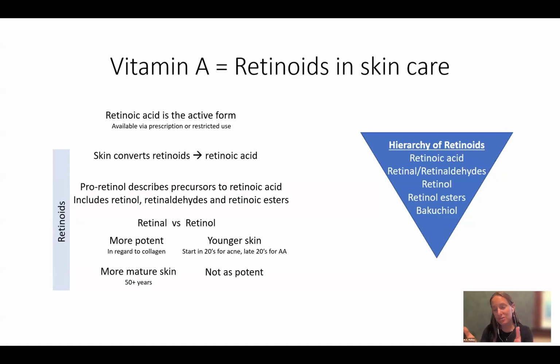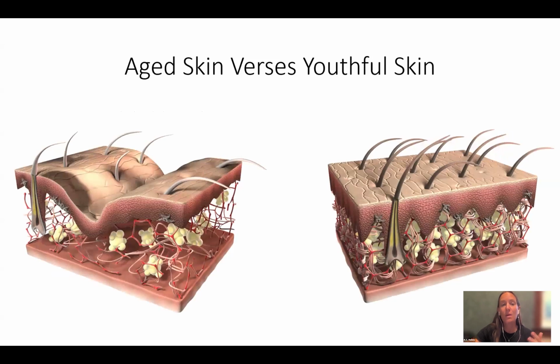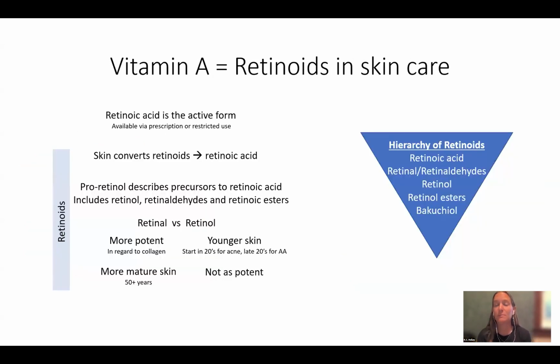Now, when we look at this triangle too, the further down we get, like we've talked about, they're a little bit less potent, but the further up we get, we also start to get more irritation associated with it. So if you've used a retinoic acid or a retinal or even a retinol, you've probably also experienced some of those side effects. These side effects actually have their very own name. It's called a retinol purge or a retinol reaction, and it can result in flakiness and irritation on the skin. But the reason why people want to use retinoids is because retinoids have great benefits for the skin.